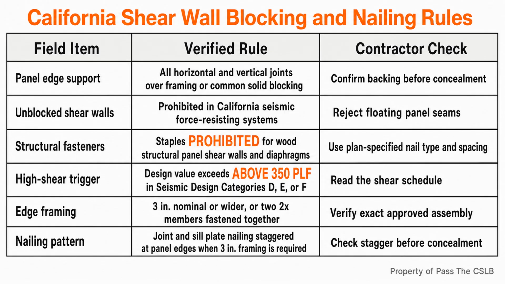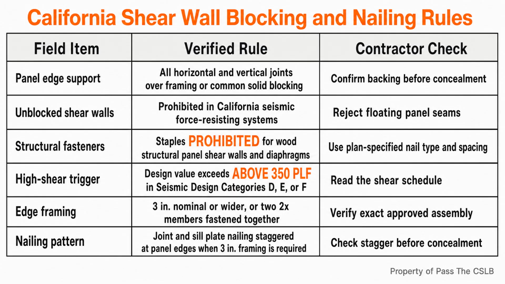Every panel edge backed, every joint fastened to framing or solid blocking, no staples for the structural shear wall or diaphragm fastening, and the special high shear conditions that call for wider framing and staggered nailing. It is meant to be used like a compact pre-inspection checklist, not as a substitute for the approved schedule.